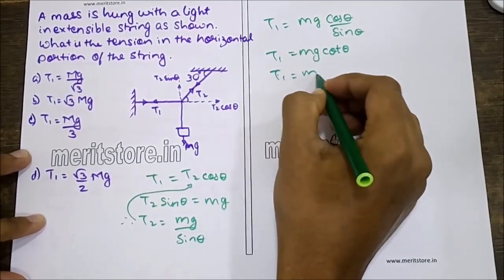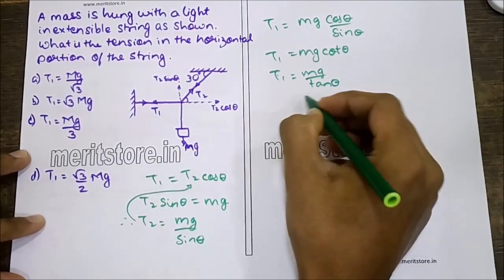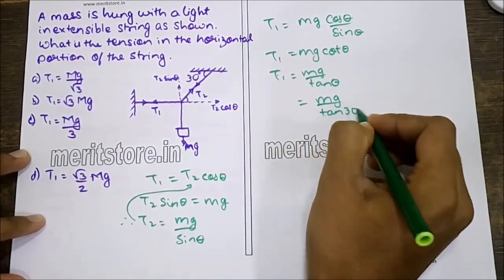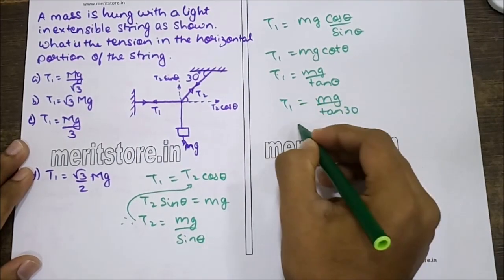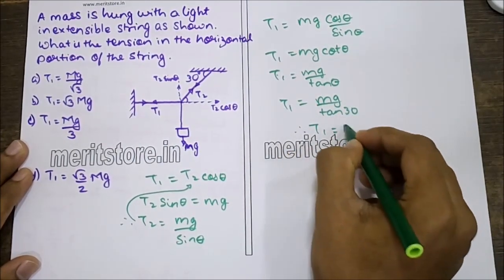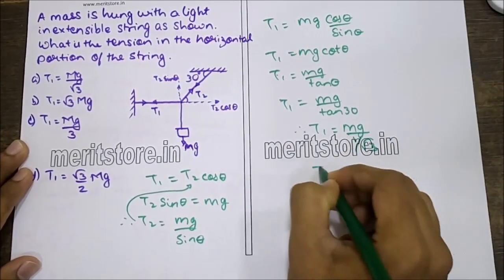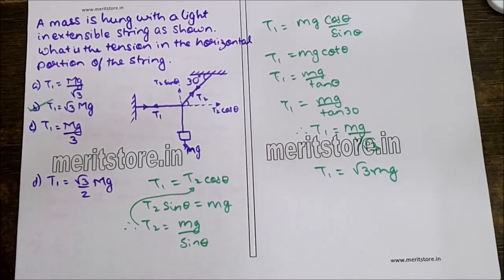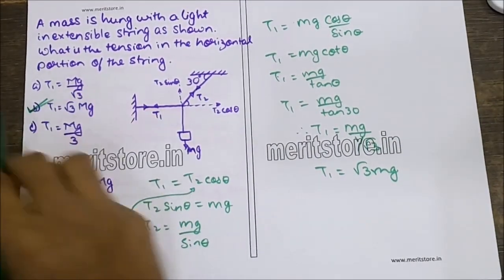T1 is equal to mg upon tan theta, and theta is equal to 30 degrees. Therefore, mg by tan 30. The value of tan 30 is 1 by root 3. Therefore, T1 is equal to mg into 1 by root 3, which can be written as T1 is equal to root 3 times mg. T1 is equal to root 3 mg. Hence, option B is the correct answer.